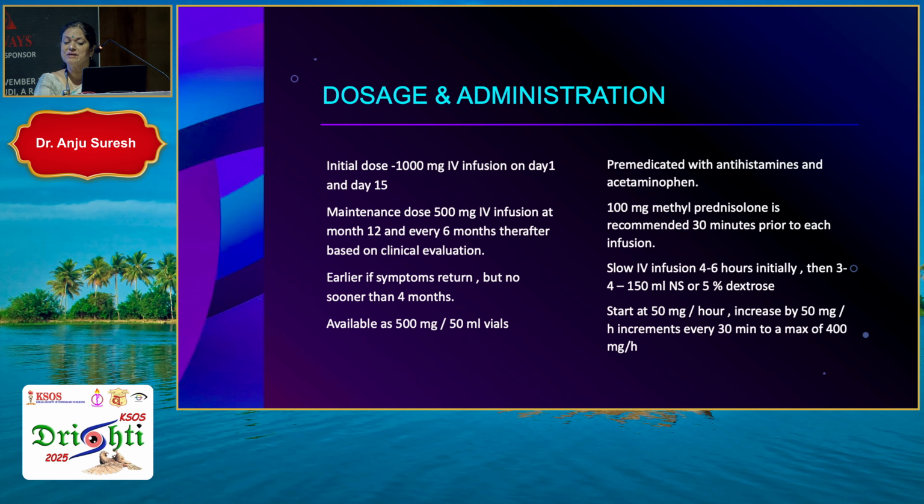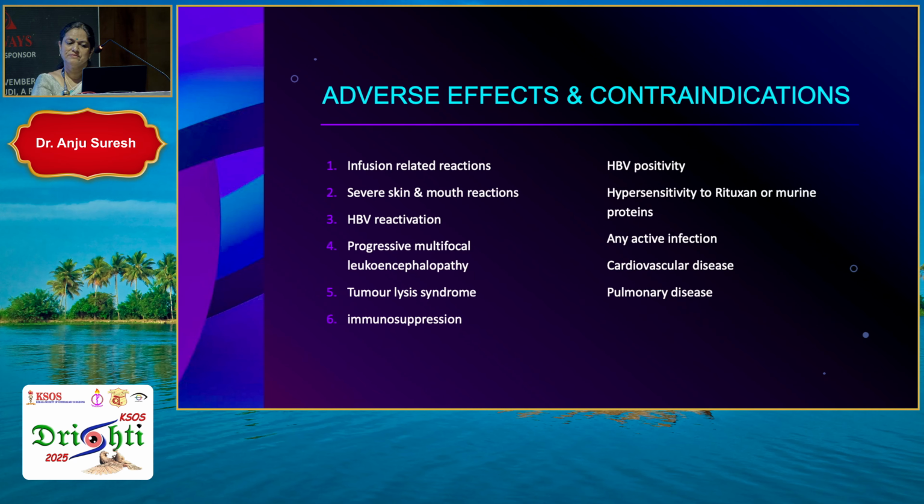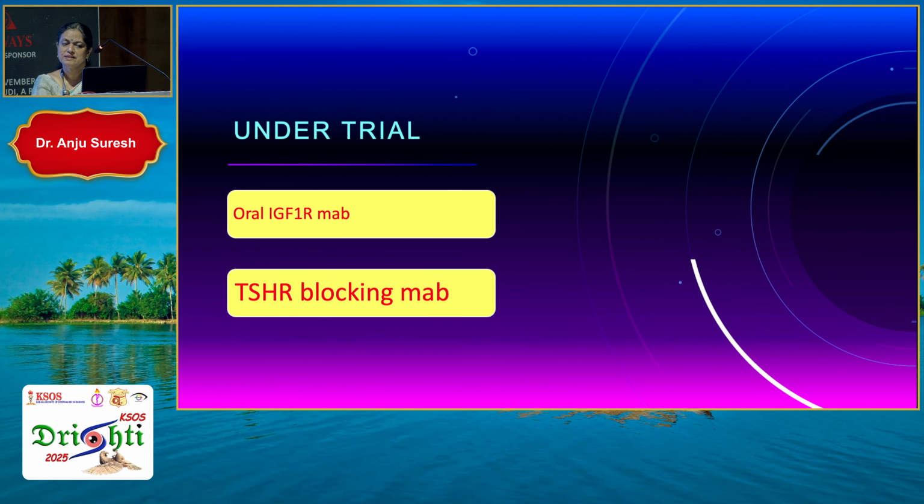Because it is a chimeric monoclonal antibody, you should pre-medicate with antihistamines, acetaminophen, 100 mg IV methylprednisolone, etc., and give it as a very slow infusion. You start with 13 drops over 1 hour, then 26 drops the next hour, so over a period of 4 to 6 hours. Adverse effects, again, are immunosuppression. A special adverse effect is progressive multifocal leukoencephalopathy, which is a fatal disease with no known treatment, and also hepatitis B reactivation.